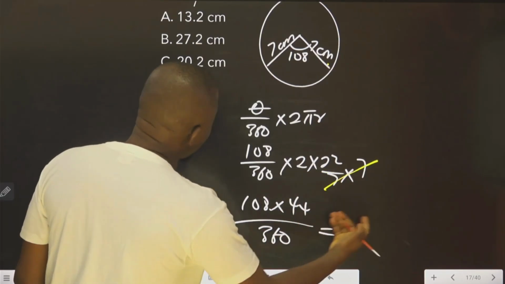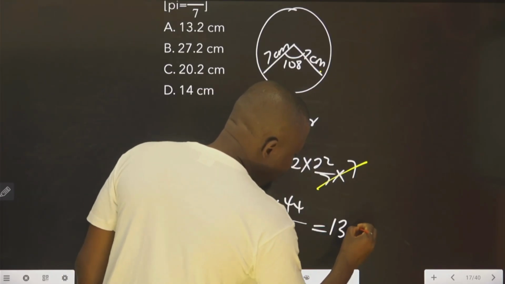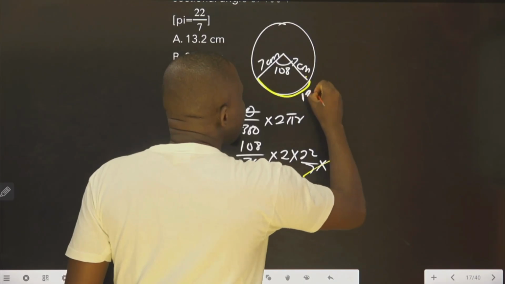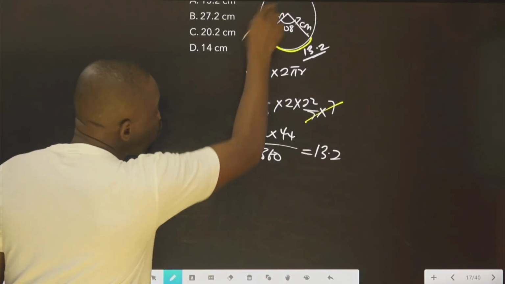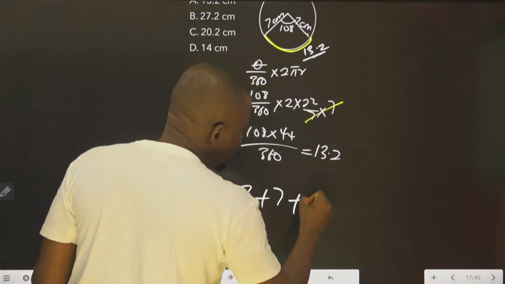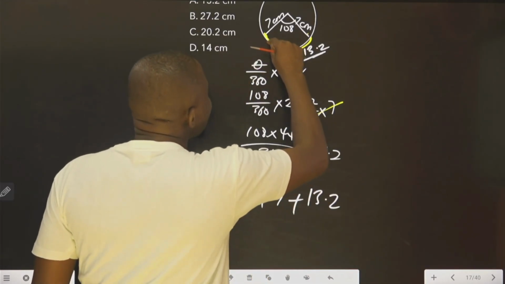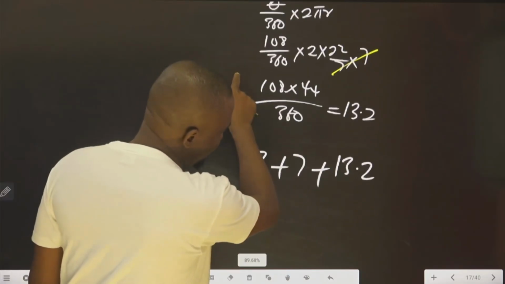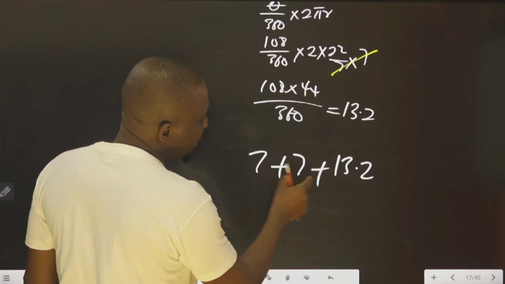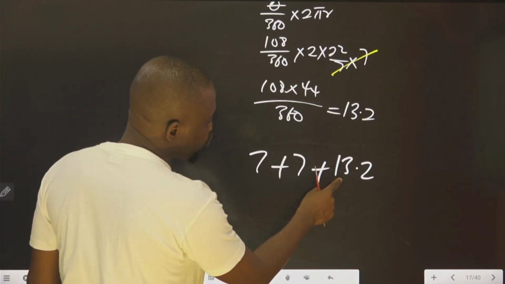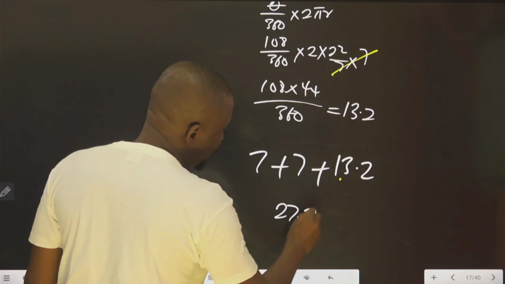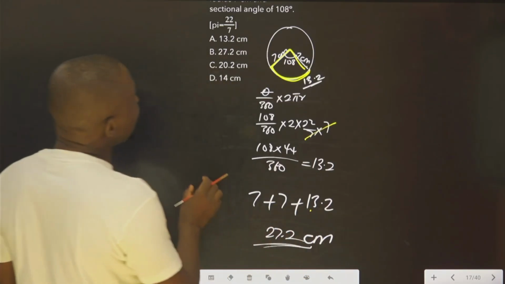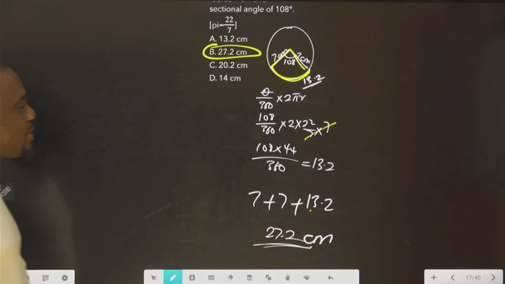Let's use calculator to get the answer first. We're going to have 30.2. Now that we have 30.2 for this, we simply do 7 plus 7 plus 30.2 because we need to add this and this to get the perimeter of the sector. You agree with me? This is 14. If you add it to this one, you're going to have 27. That is 27.2. In what? In centimeter. 27.2. B is the answer of this particular one.